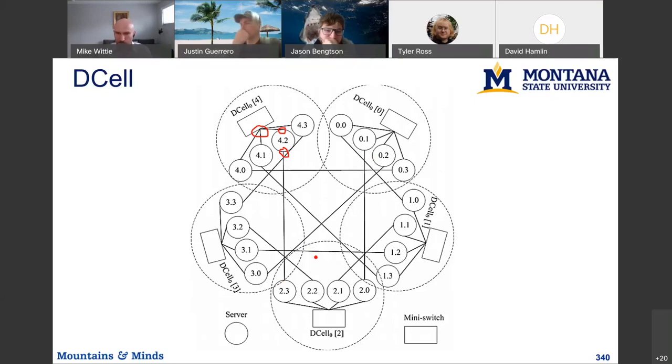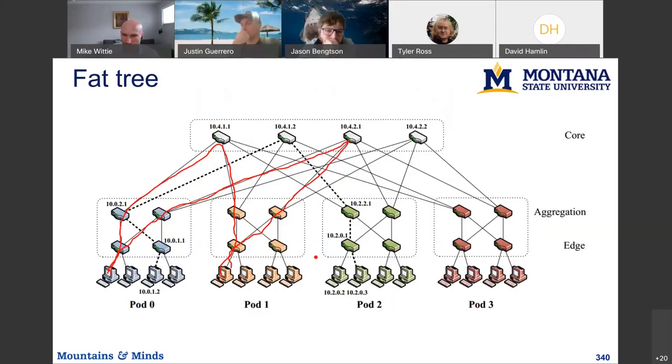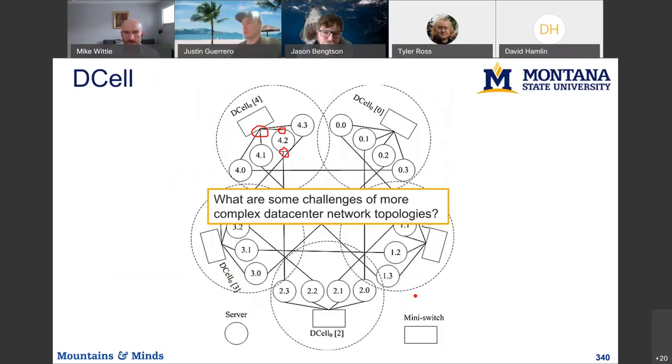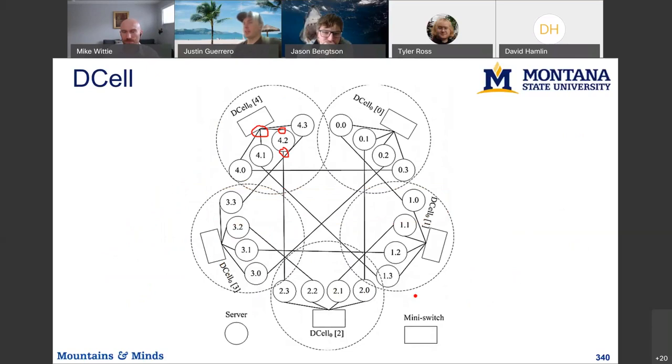So if we look at a proposal like this versus a proposal like that, what do you think are the challenges in deploying a data center based on this topology versus that topology? Well, I would imagine that if one NIC card went out in one of the cells here, then it would have to reroute and figure out which way it needed to reroute.